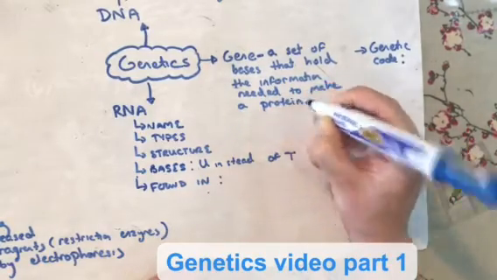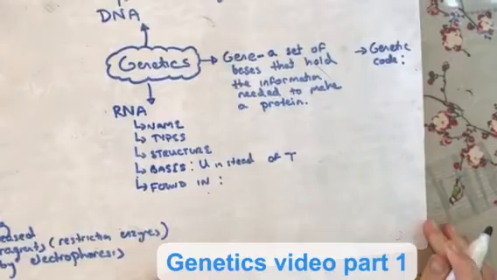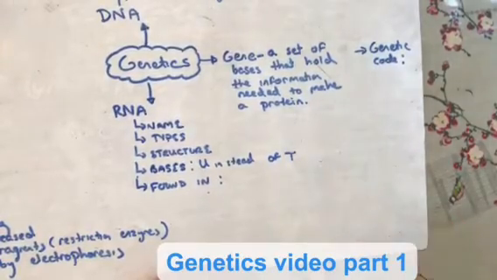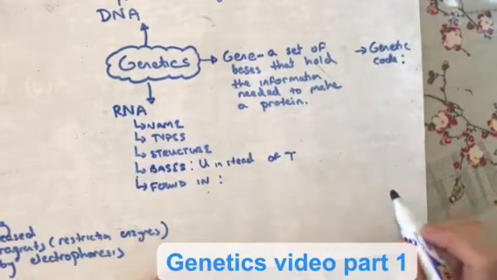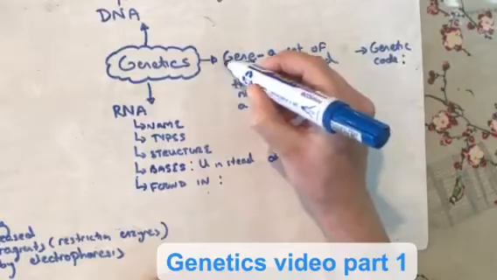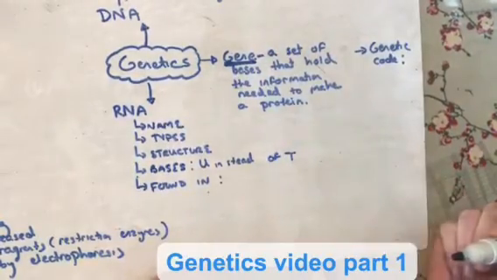So every trait that is controlled by our DNA, girls, exerts its effect by the production of a certain type of protein, all right? Your eye colour, your hair colour, your skin colour, your freckles, whether you've got curly hair or not, all of those traits are controlled by genes, which have their effect by making a protein.